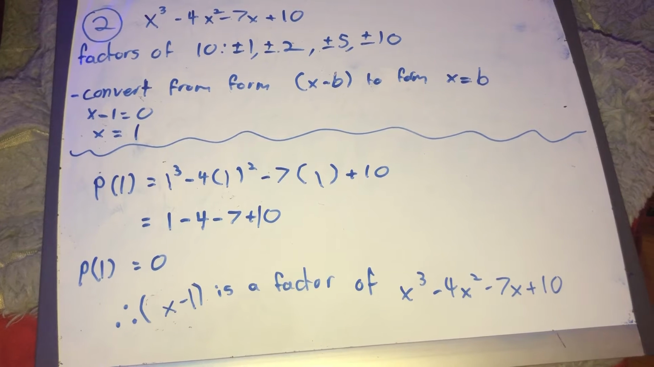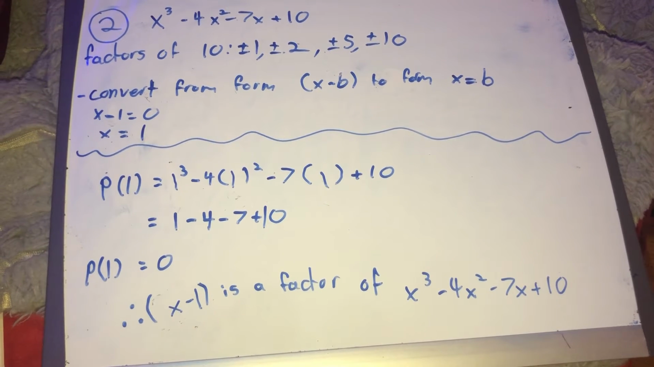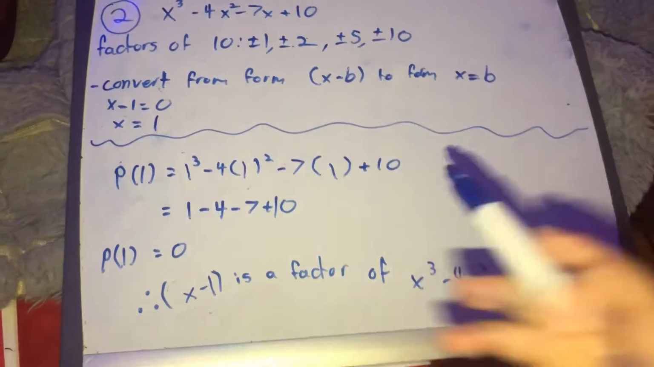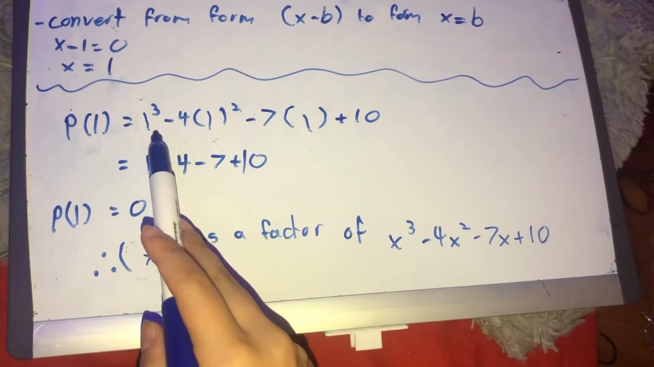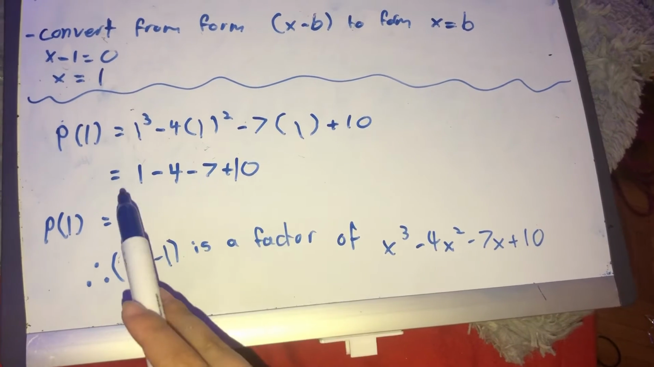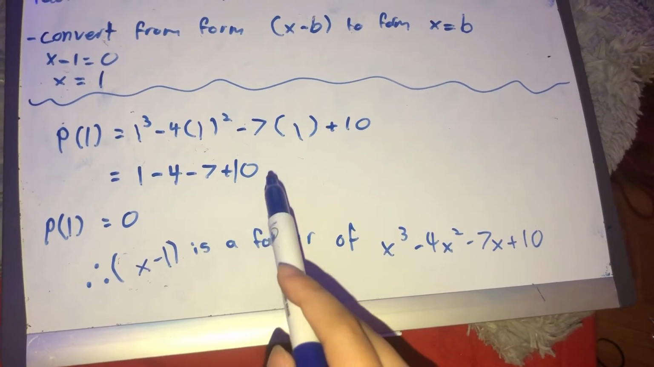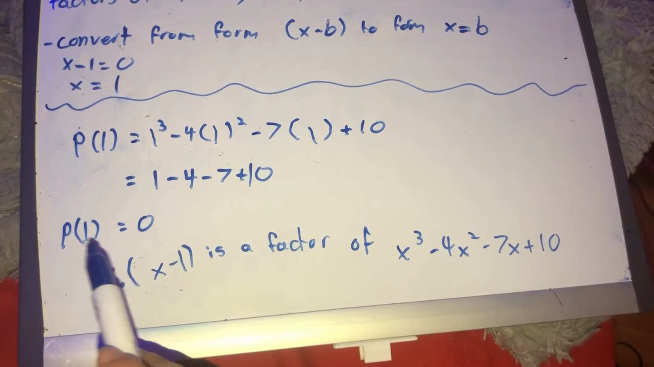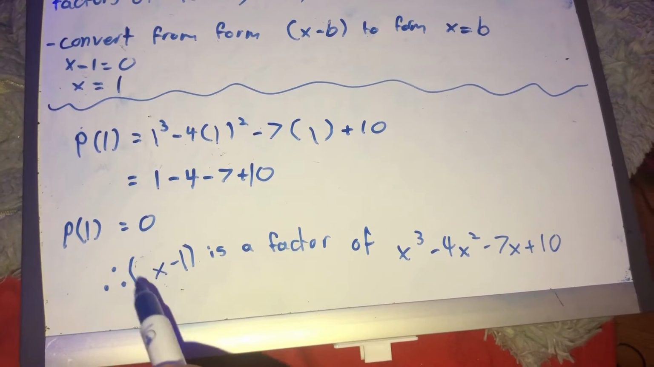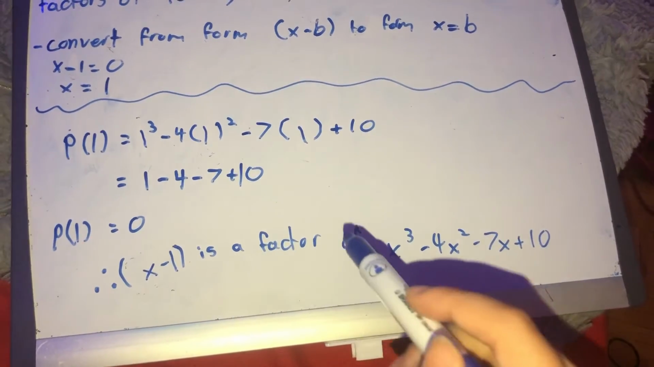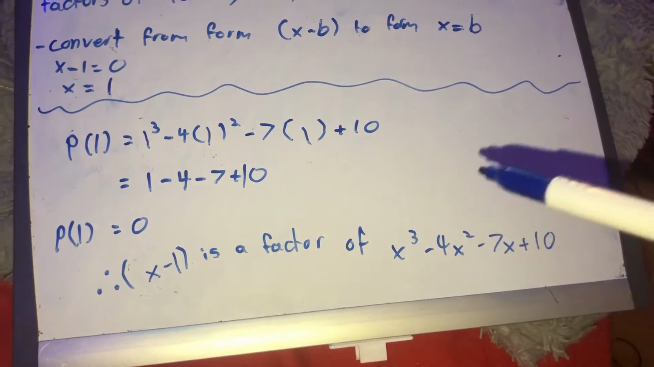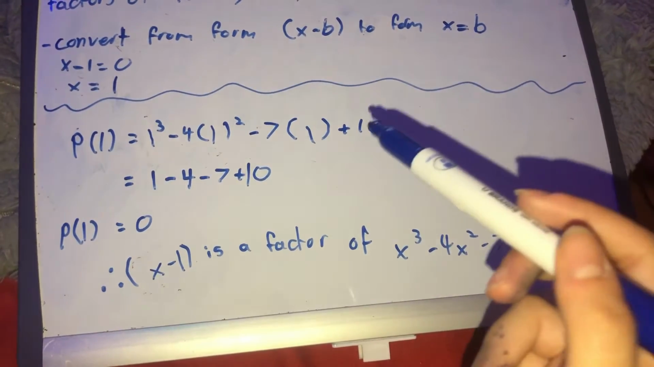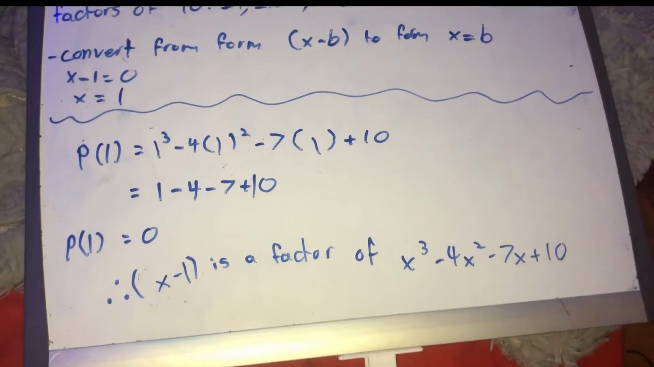Repeat this process until you find a factor of the constant term that gives a sum of 0 if your first choice doesn't work. So we're going to substitute 1 into where x is, which gives us a result of 1 minus 4 minus 7 plus 10. When you calculate this, we know that P(1) is equal to 0, meaning x minus 1 is a factor of the polynomial. This process of using factors in the form ax minus b or x minus b and subbing them into the polynomial is known as factor theorem.